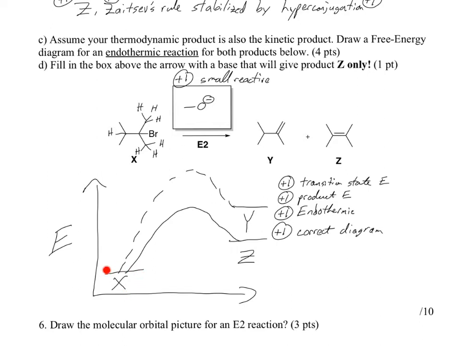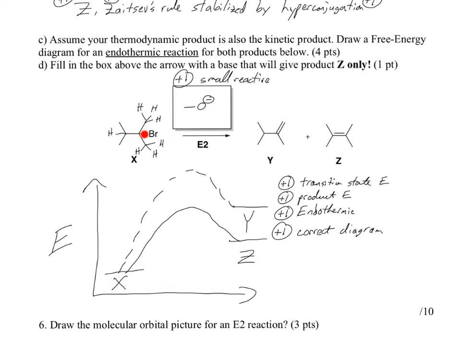So that means in relation to the starting material, both products are higher in energy. So a lot of things. Endothermic, both products are higher energy than the starting material. Thermodynamic means the lower energy product of the two. Kinetic product means it comes from the lowest activation energy hill. And then to fill in the box, that would give the Z product only.